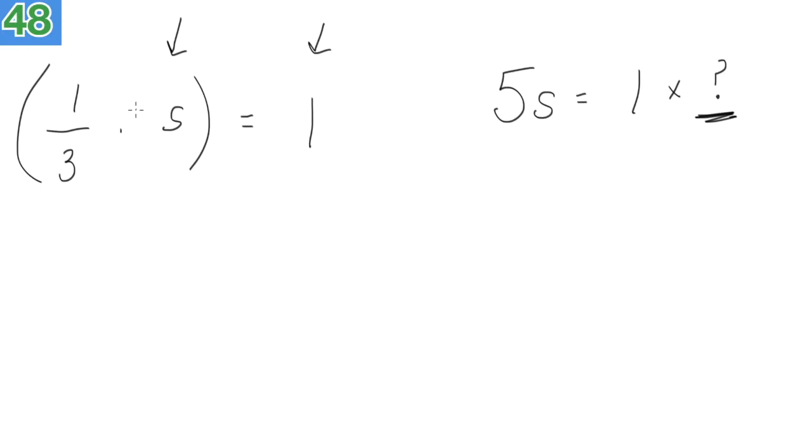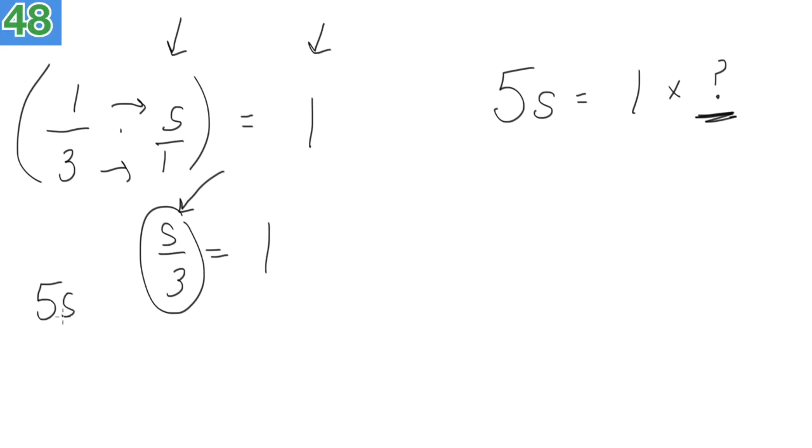Let's write it a little closer together. If we make that into a fraction, we can rewrite this as S over 3, right? Because 1 times S is S, 3 times 1 is 3. Now, what can we do to manipulate this part of the equation to get 5S? This takes a little bit of thinking, but basically what we're going to do is play with what we know about fractions.